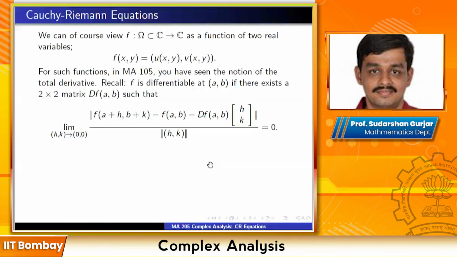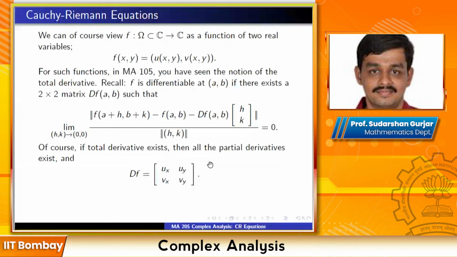So Df at (a,b), in some sense, what is the derivative supposed to be? Derivative is supposed to be the best linear approximation to a function at a point. This is how we understand derivative intuitively. So Df at (a,b) is a 2 cross 2 matrix, which is the best linear approximation to the function f at (a,b). A linear function from R2 to R2 is going to be a 2 cross 2 matrix. Of course, if the total derivative exists, then all the partial derivatives exist, and Df is simply given by the 2 cross 2 matrix with rows ux, uy and vx, vy.